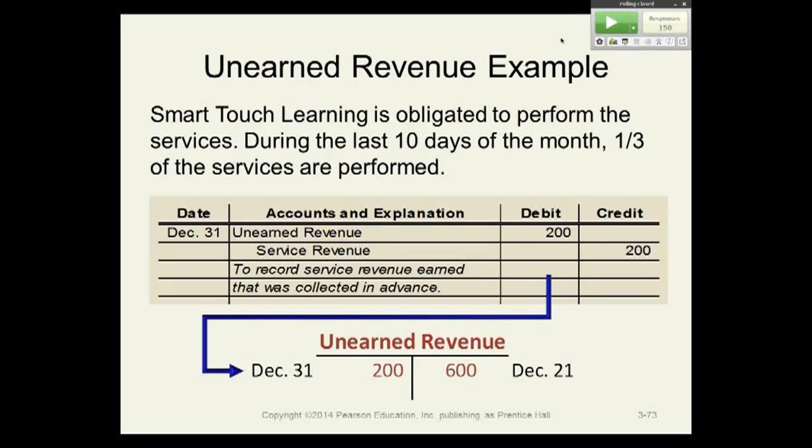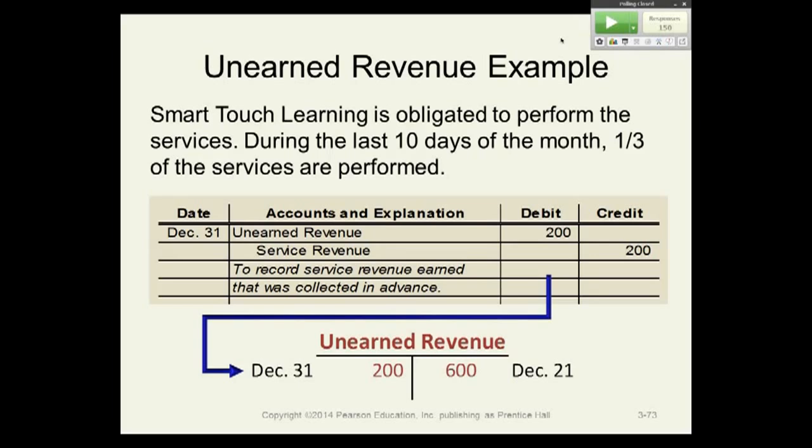So we're telling you out of that $600, 1/3 or $200 is earned. So you have $200 debit to unearned revenue, and you credit service revenue for the balance, or for the credit of $200. Now the balance of that account is what? $400. You don't see it here, but that's because the slide, or at least the publisher, is not taking the balance, but you take the balance here of $400.